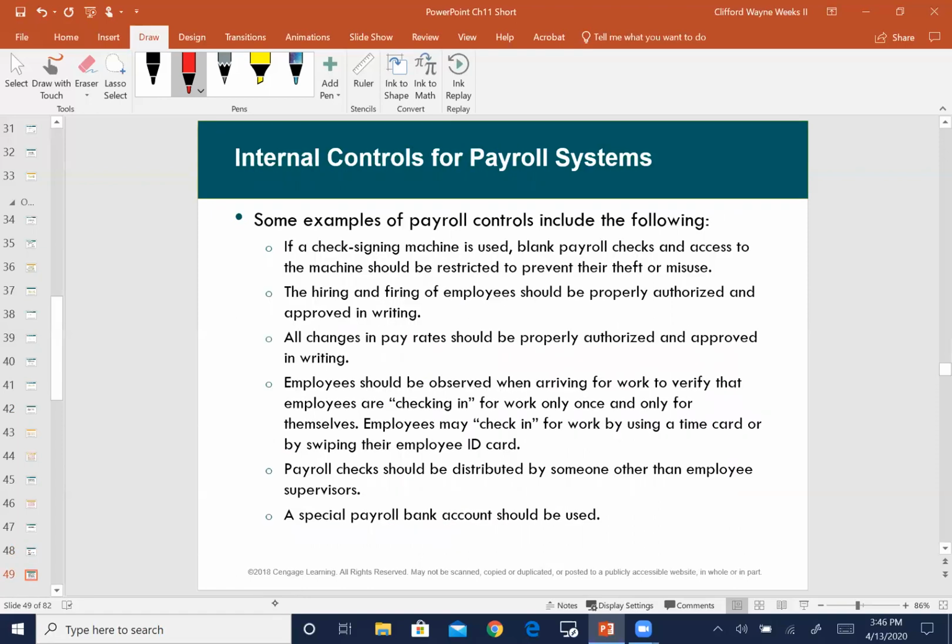Internal controls over payroll system. Some examples of payroll controls include the following, right? Check signing machine, instead of somebody doing it by hand. The hiring and firing of employees should be properly authorized and approved in writing. All changes in pay rate should be properly authorized and approved. Employees should be observed when arriving for work to verify that the employee is actually there and is actually a legitimate person. Payroll checks should be distributed by someone other than the supervisors. Right? Again, making sure that they're a real person. And a special payroll bank account should be used.